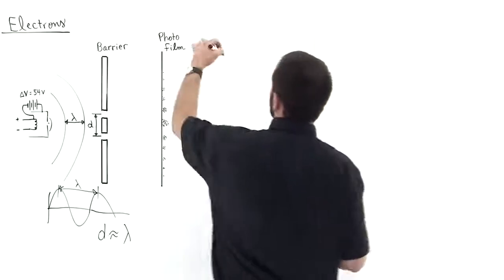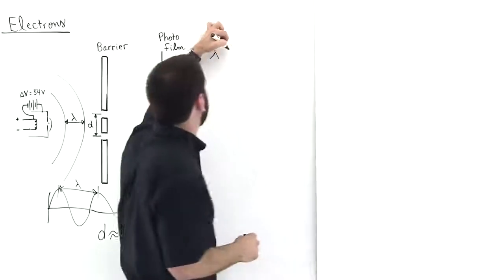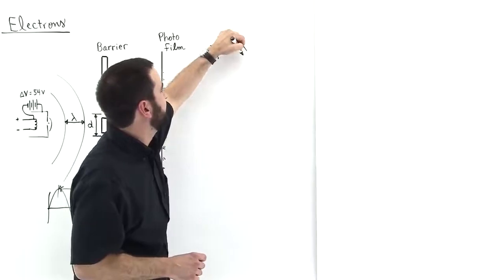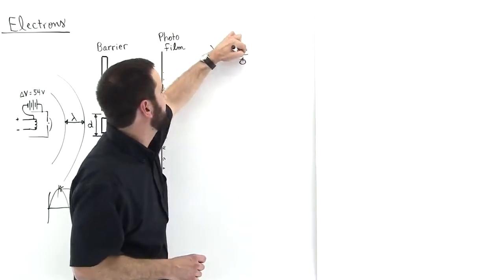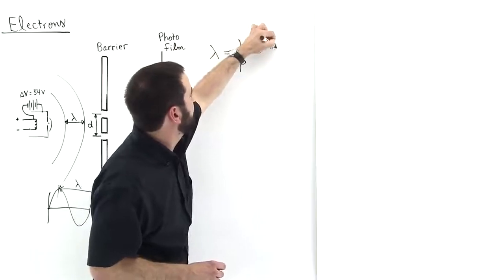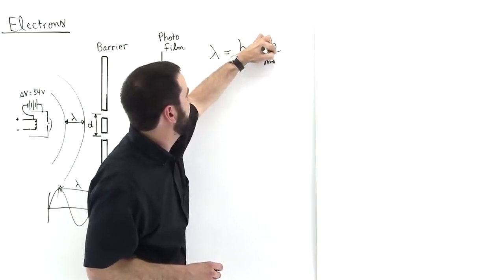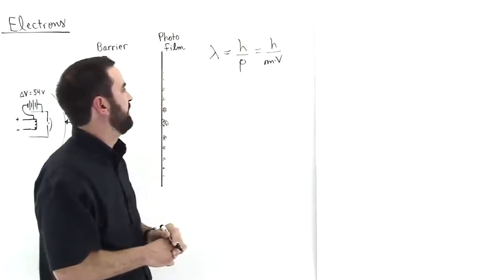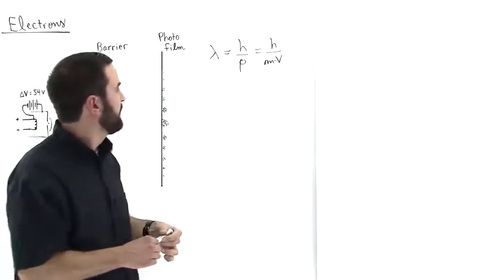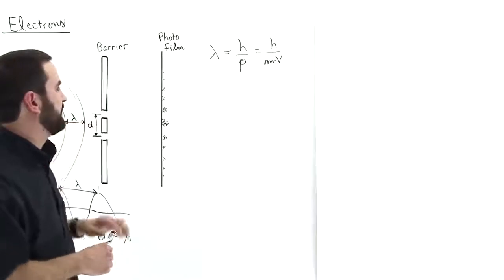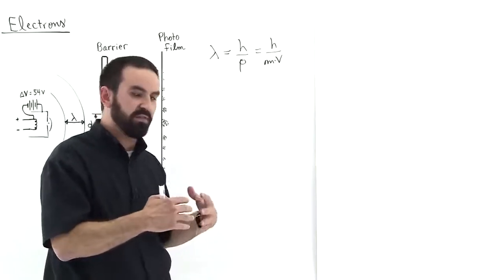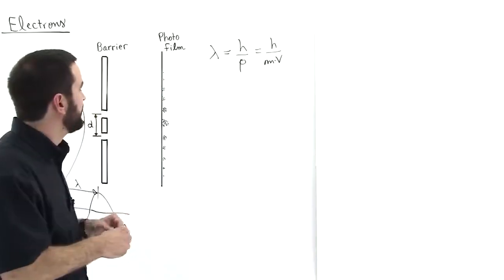So Louis de Broglie hypothesized in his PhD thesis, several years before the Davisson and Germer experiment, that lambda is equal to h over p. And we know that momentum is equal to mass times velocity, so we'll make that substitution, where the velocity is the velocity of the electron approaching the slits, or in this case, the velocity of the wave function approaching the slits.